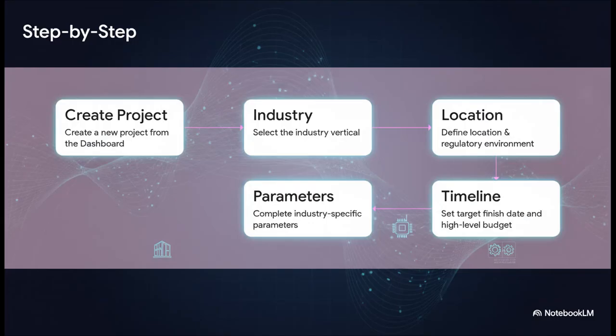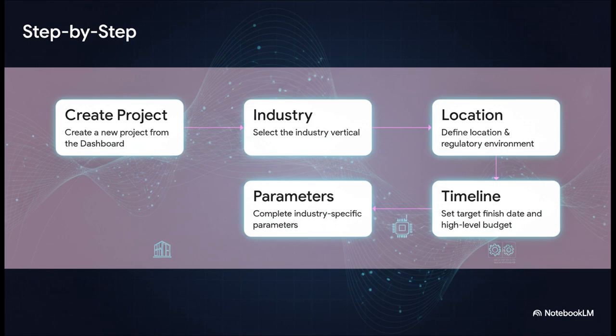Next, enter your project details sequentially. It's super straightforward. You'll create a new project, pick your industry vertical, and define your target location and regulations. From there, just set your finish date and a high-level budget range. But here's the absolute most critical part: completing those industry-specific parameters. Like, if you're in construction, specify the building type. PM Molly uses this information to calibrate literally all of the downstream AI generation, which is what guarantees your plans are actually relevant.